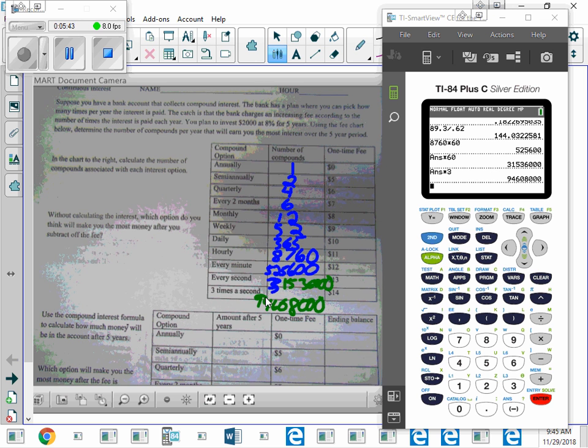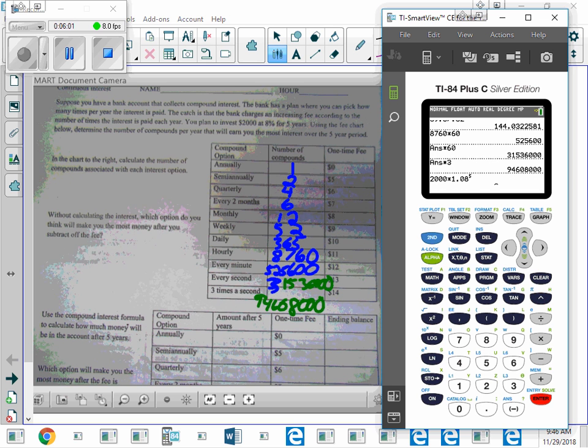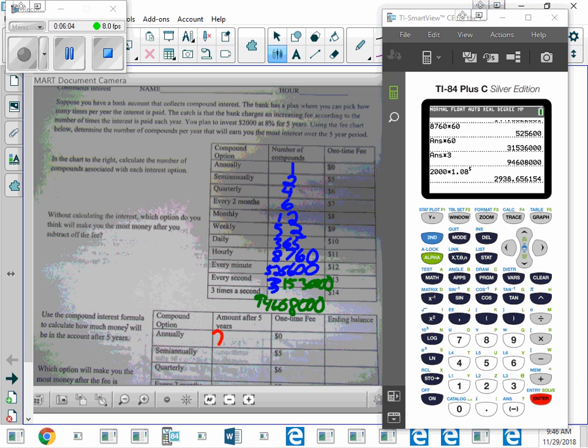So the way this works is, for annually, we're just going to take $2,000 and we'll do the regular exponential formula. 2,000 times 1.08, and how many years is it? 5? Raised to the 5th. And this one ends up with $2,938.66. Okay, and that particular account doesn't cost anything. So at the end of 5 years, we still have $2,938.66.